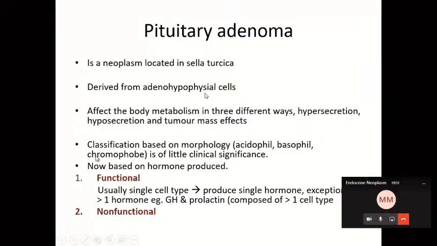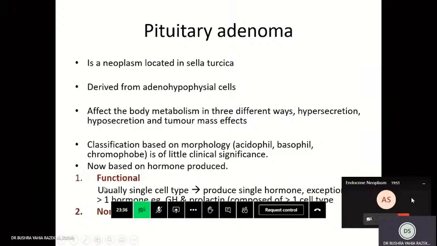Okay, so how can we classify pituitary adenoma? Either by morphology or by the hormone produced. Morphology is acidophil, basophil, chromophobe. This is the histological classification. Okay, the important classification is either functioning or non-functioning. Okay.